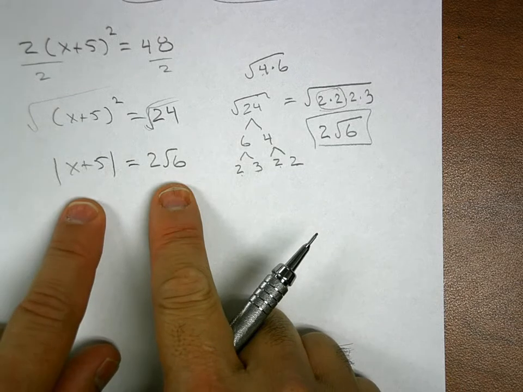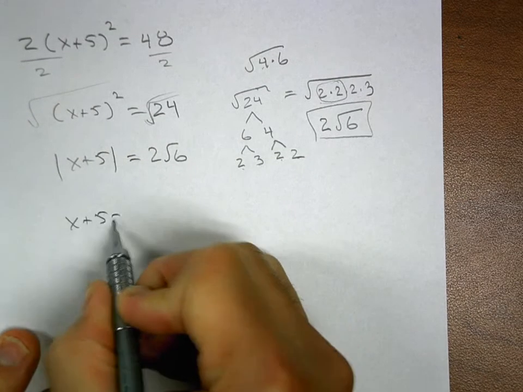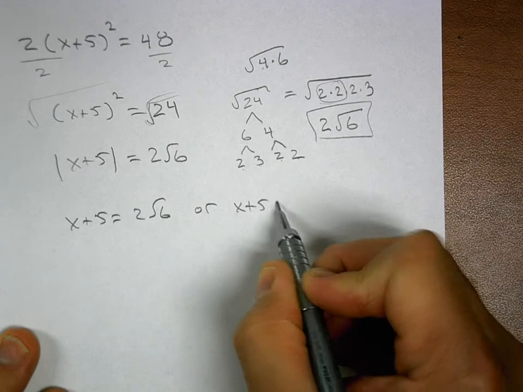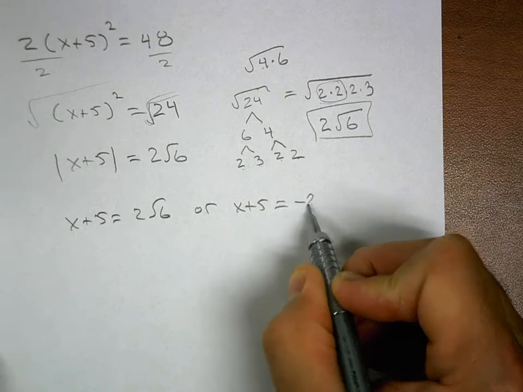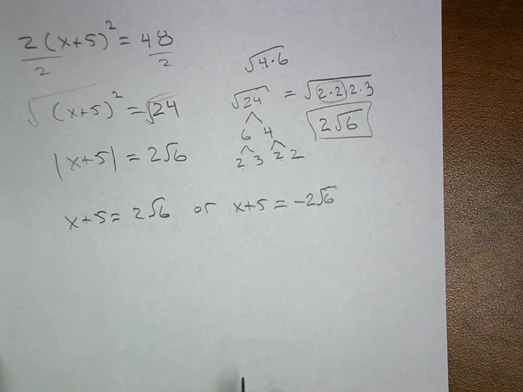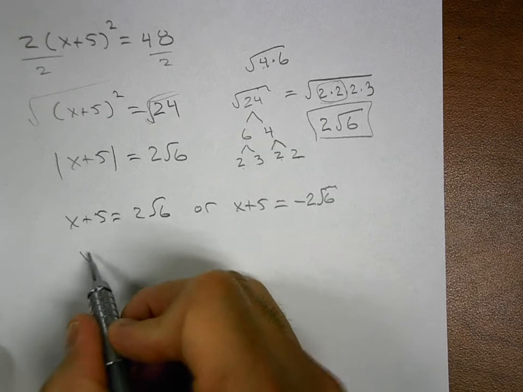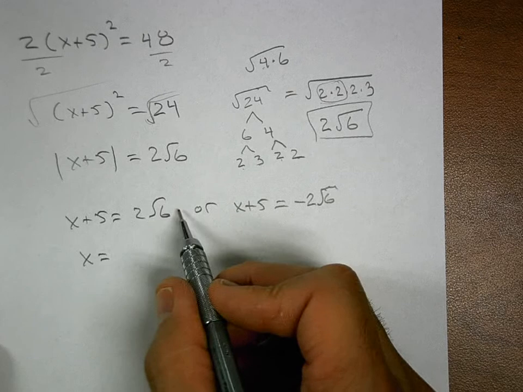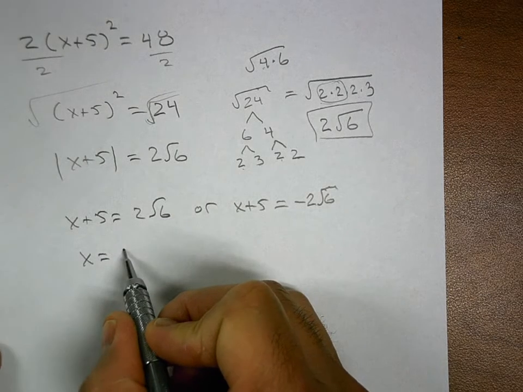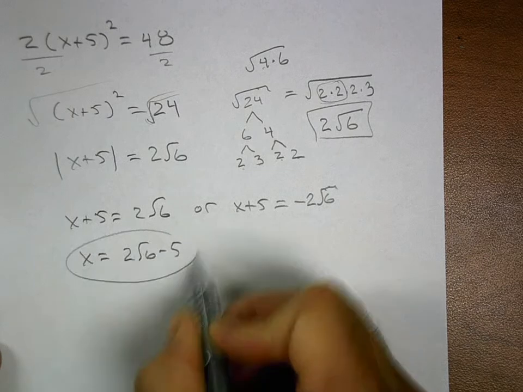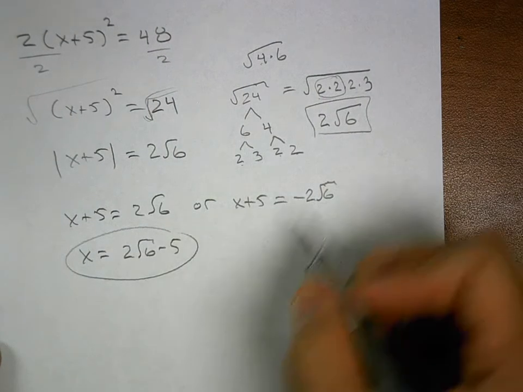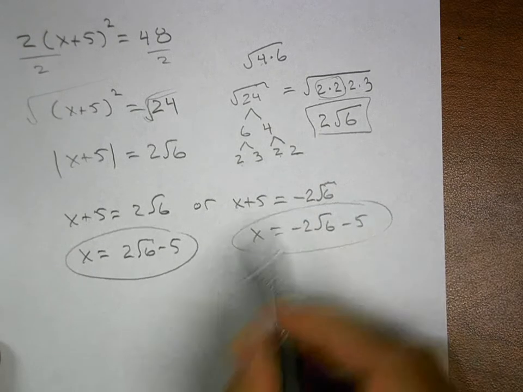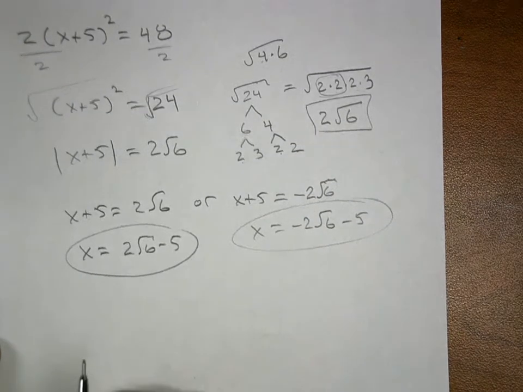Now let's go ahead and set it up. Okay, so x plus 5 can equal 2 root 6, or this x plus 5 can equal negative 2 root 6. There we go. And then we just subtract 5. So x equals, you could put the minus 5 in front or you could put it in back. Doesn't matter. I'll just go 2 root 6 and then minus 5. There's one of them. And so x equals negative 2 root 6 and then minus 5. Okay, let's just subtract 5 from both sides. There's your 2 answers.